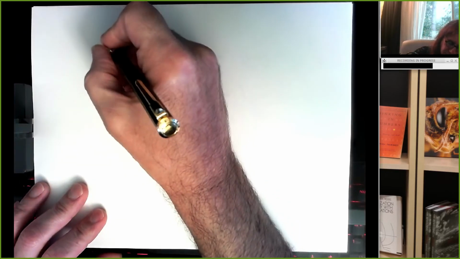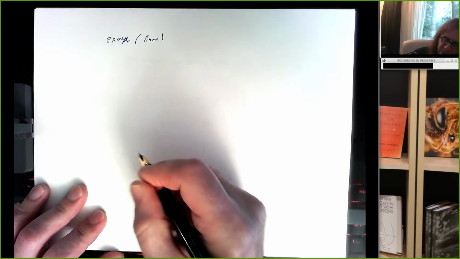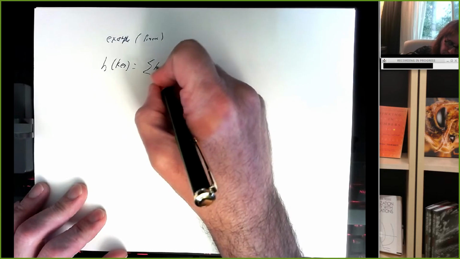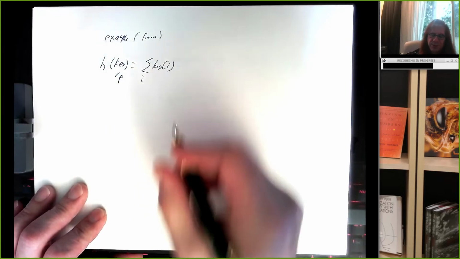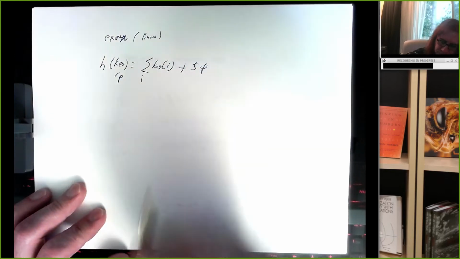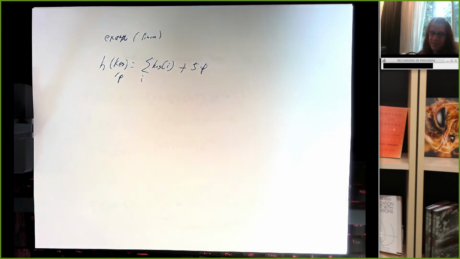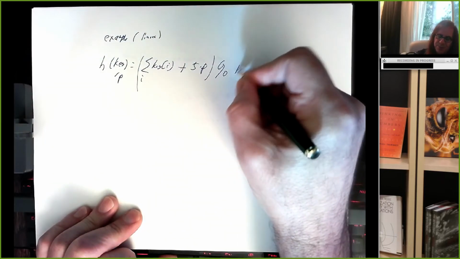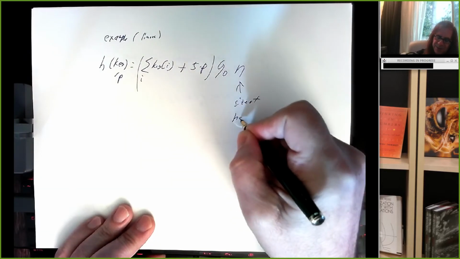suppose we use a hash function like this. This is a linear hash function. So key and a probe. So maybe we'll add up the ASCII codes of our key, and then we'll add 5 times the probe number, and we'll reduce that modulo the size of the hash table.